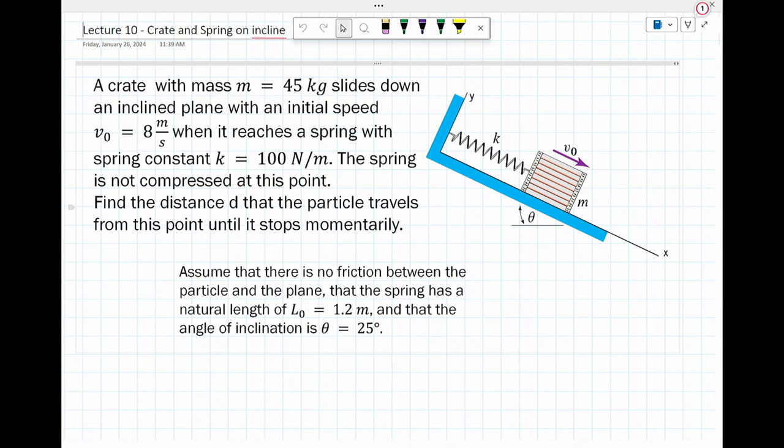stops momentarily. And these problems will get a lot easier next week when you start doing work energy. Assume no friction between the particle and the plane. That plane is that blue bit, and the spring has an unstretched length of 1.2 meters, and the angle theta is 25 degrees.